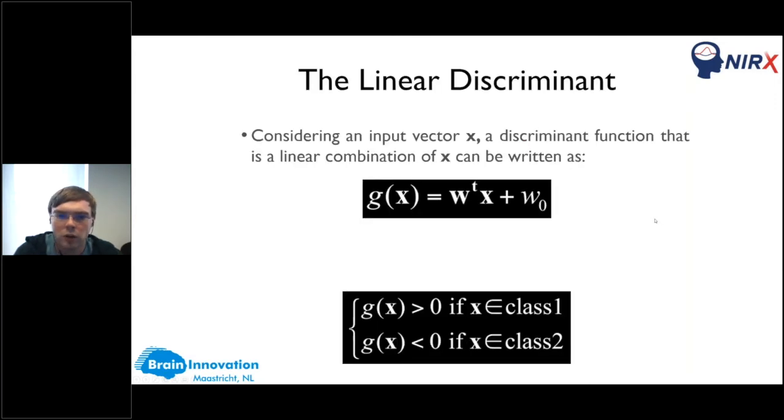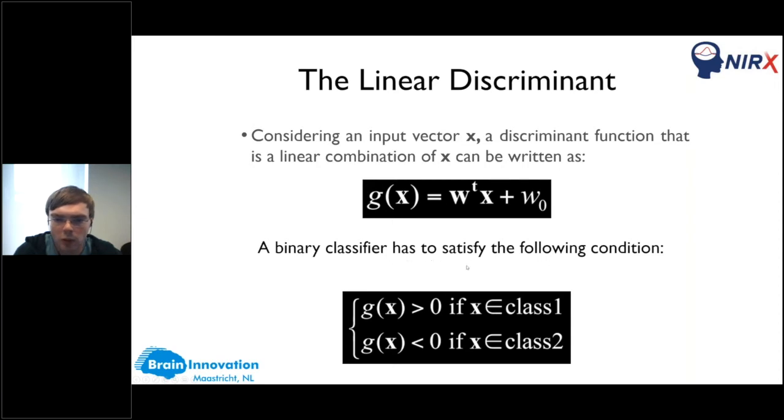Now, there are different ways to find this discriminant, but the general term is that for an input vector, we need to find a discrimination function that is basically the linear combination of x, and that can be written in this fashion. And the main idea is that if it belongs to class A, this function satisfies the following condition, and if it belongs to class B, or to the second class, it's basically smaller than 0 in this case.